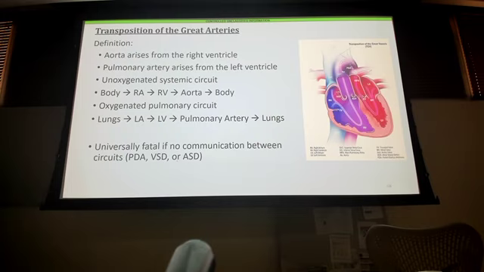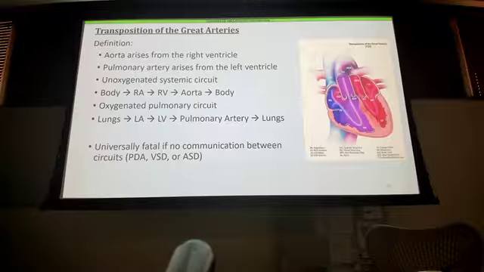But as soon as that baby is born, now it's a problem because what happens is blood goes from the right atria, right ventricle, aorta, through my arteries, back to the right side of the heart through the veins. It never goes to the lungs.